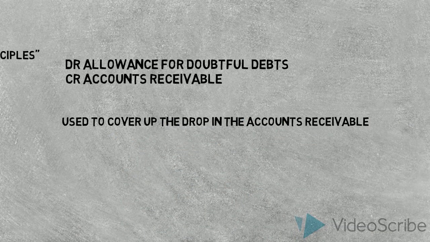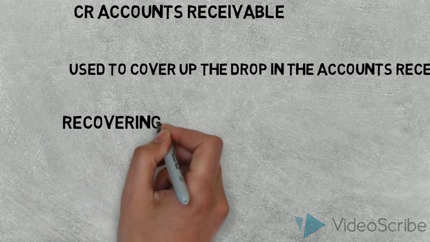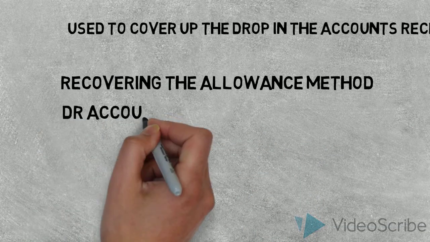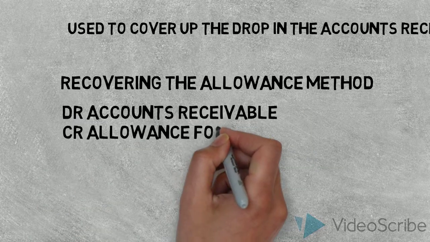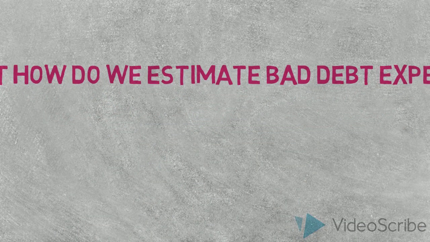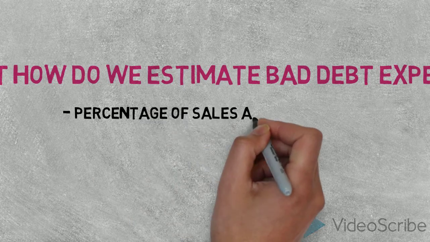If there was a mistake and we want to correct it, we must debit accounts receivable and credit allowance for doubtful debts, ultimately reversing the write-off. But how do we re-estimate bad debt expense? There are two ways: the percentage of sales approach and the percentage of receivables approach.